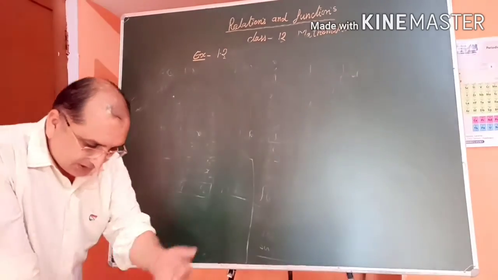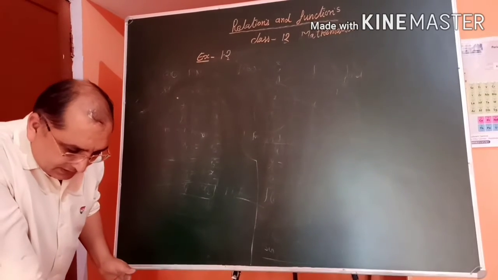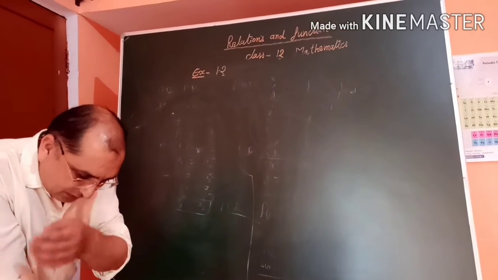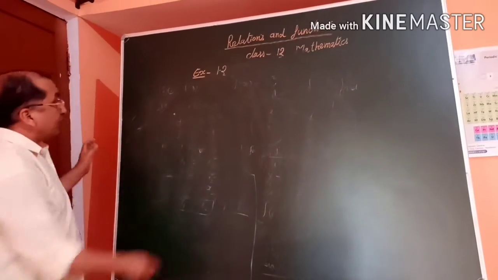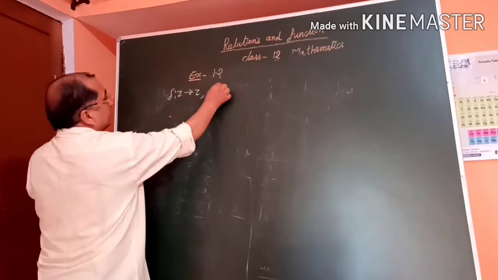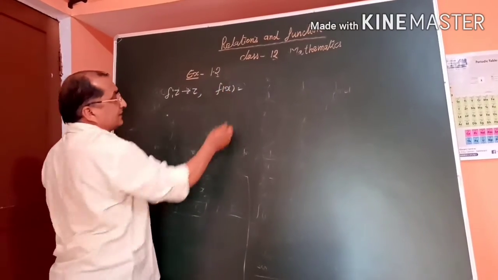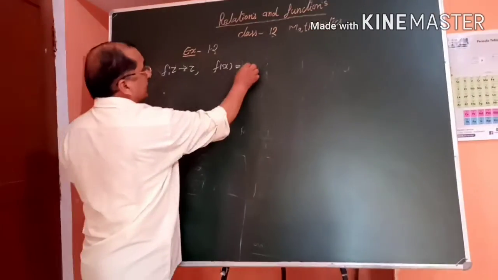Now see the next question, just before this, the third part or second part. All these questions are very important, but I am solving this second question. f from Z to Z, and f of x is defined in such a manner that f of x equals x square also.